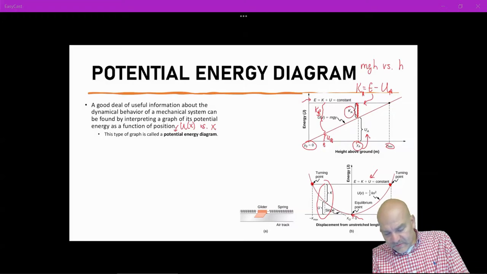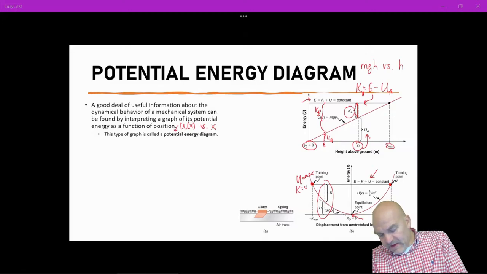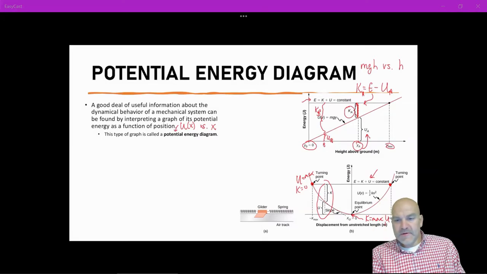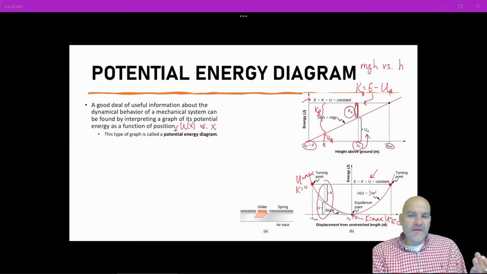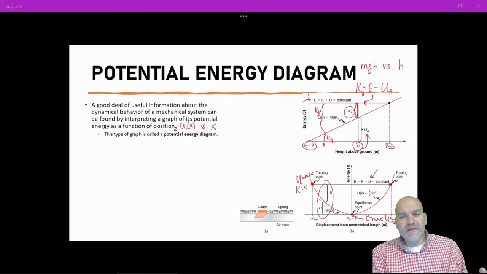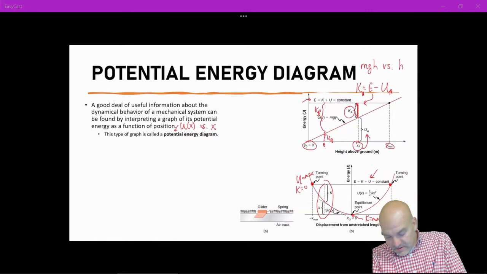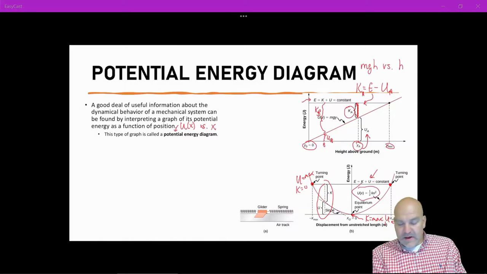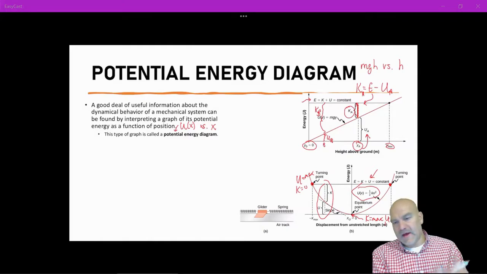At the turning points, it's all potential, so potential is at a max and your K is equal to 0. The equilibrium point is when K is at a max and your potential energy is 0. Well, how can we find the potential energy at that point? You can take the derivative if you know the function and find when it's equal to 0. That's going to give you the time it happens, the position it happens, and so forth.